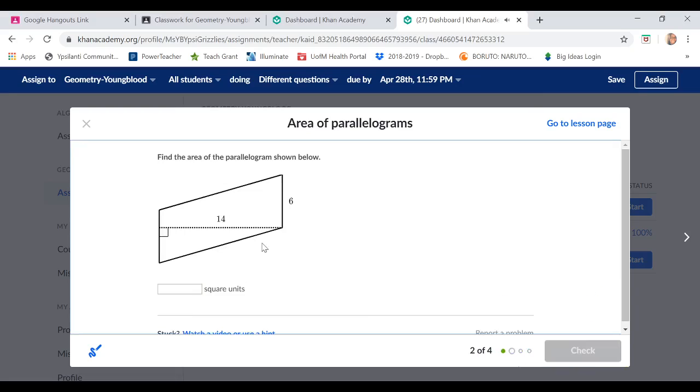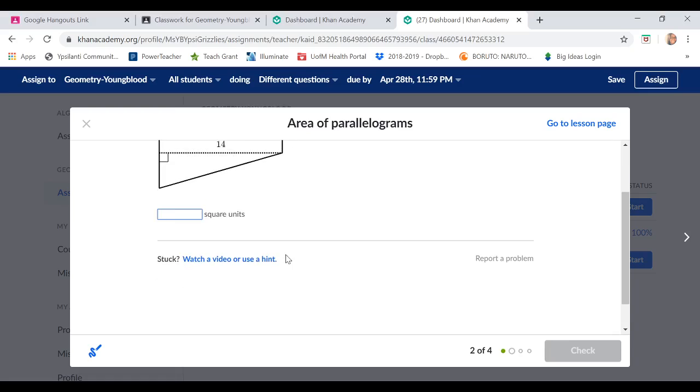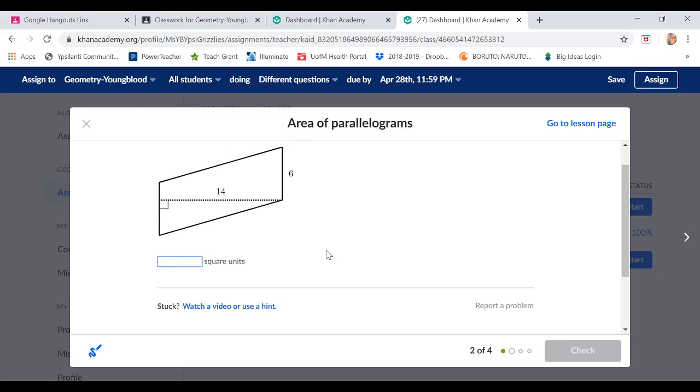The next one, very similar. This side, or this height, is 14. These bases are the same, or these sides are the same. So if this is 6, this base has to be 6. So we're just doing 6 times 14. How can I think of 6 times 14? I would think of that as 6 times 7. So 6 times 7 is 42, and 42 times 2 gets us 84.